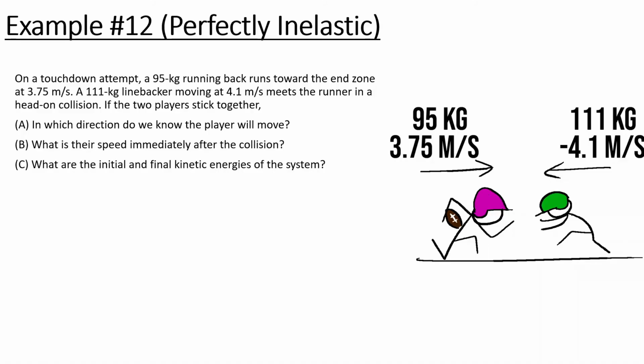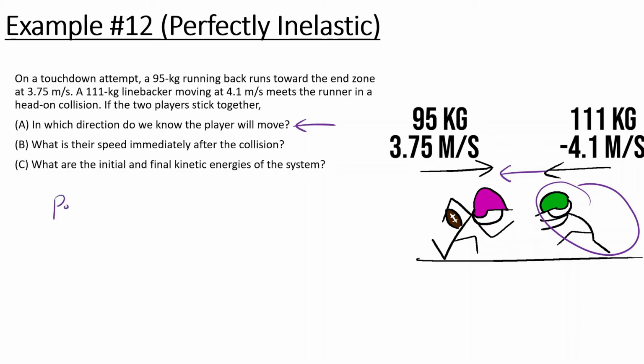Going to look at this one. On a touchdown attempt, a 95-kilogram running back runs towards the end zone at 3.75 meters per second. A 111-kilogram linebacker moving at 4.1 meters per second meets the runner in a head-on collision. If the two players stick together, A, in which direction will the players move? We should know that this person here is heavier and moving faster, so when they collide, they will be moving to the left. What is the speed of them immediately after the collision?